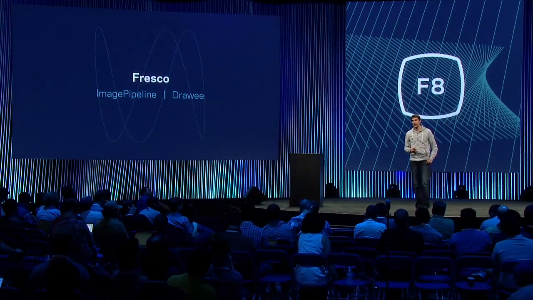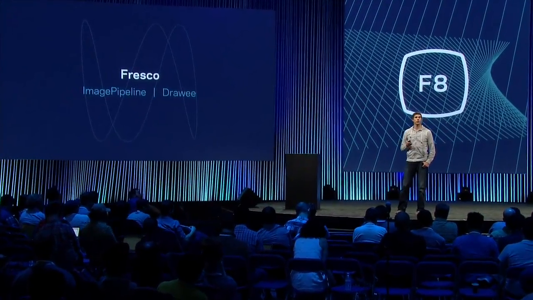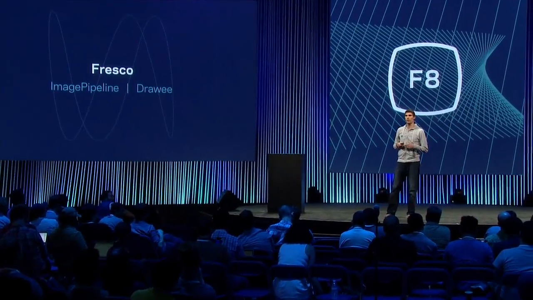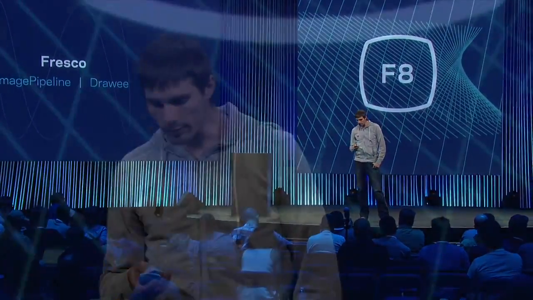I'm part of the Android Prod infrastructure team in Facebook London, and I'm going to talk about Fresco, our new imaging library for Android. Fresco actually consists of two parts. The first part is image pipeline, which is in charge of providing an image, and the second part is Drawee, which is responsible for displaying that image. Both of those parts are executed on your Android device, so those are purely client-side libraries.